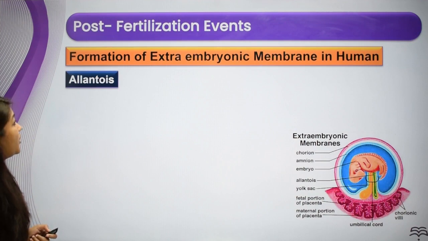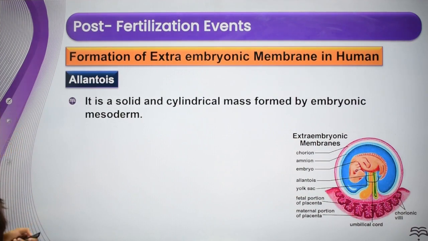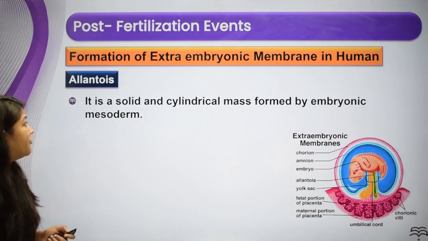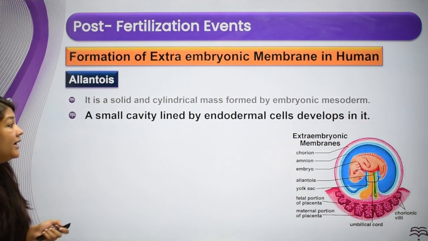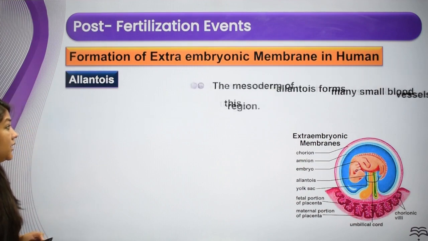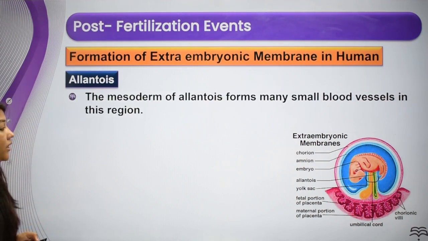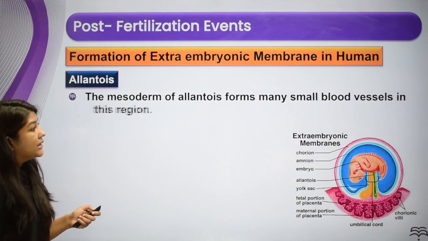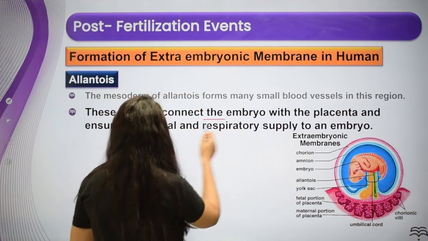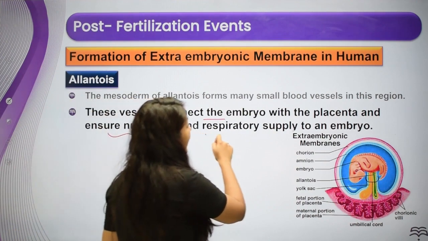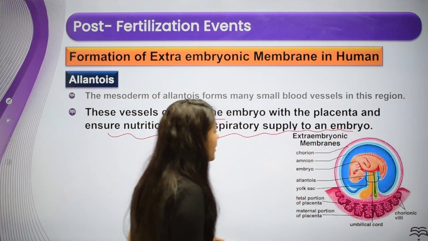Next extra embryonic membrane is the allantois. It is a solid and cylindrical mass formed by embryonic mesoderm. A small cavity lined by endodermal cells develops in it. The mesoderm of allantois forms many small blood vessels in this region. These vessels connect the embryo with the placenta and ensure nutritional and respiratory supply to the embryo.